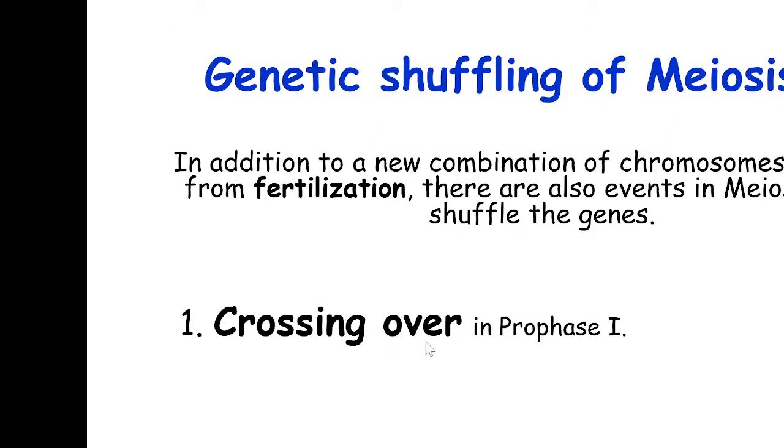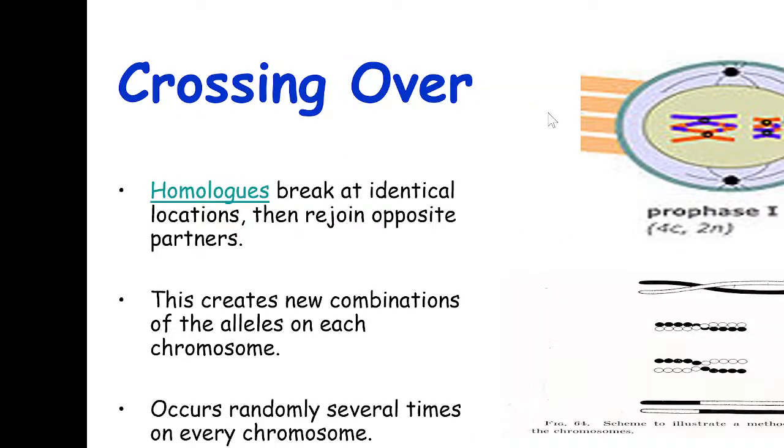Genetic shuffling in meiosis 1: crossing over in prophase 1, and independent assortment in metaphase 1. These two processes in meiosis 1 are responsible for the genetic variation in meiosis. What is crossing over? Here we take one father chromosome and one mother chromosome. These two chromosomes are called homologous chromosomes. They form X-shaped structures in their chromatids called chiasmata. At the chiasmata, they exchange chromosome segments. That means the blue one gets the orange one and the orange one gets the blue one. In this way, genetic exchange takes place. This genetic exchange causes variations in the offspring.